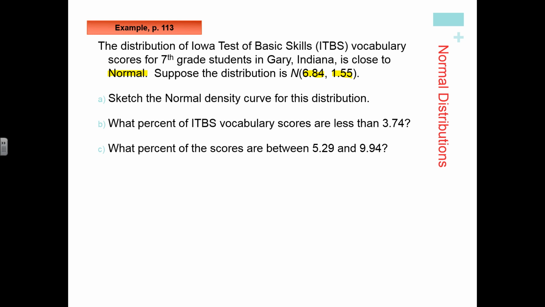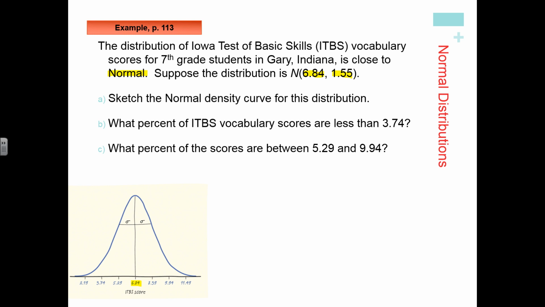The first thing they want us to do is sketch the normal curve, the normal density curve. That's really easy. We know it's just a symmetric bell-shaped curve. The key is that you have to make sure that you put in your mean as the middle number and then add 1.55 to the mean to get the next number.